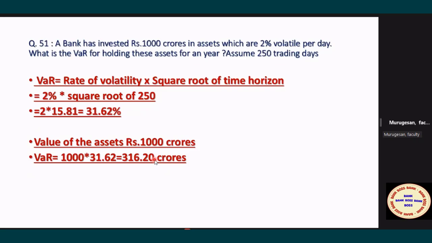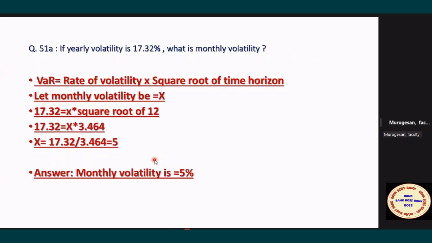Okay, so this is the next question. Don't worry about the number, the running numbers have changed. Now the next question is, I think one of you wanted it in the morning. If yearly volatility is 17.32, what is monthly volatility? Yearly volatility is this much, only one line you have to calculate.